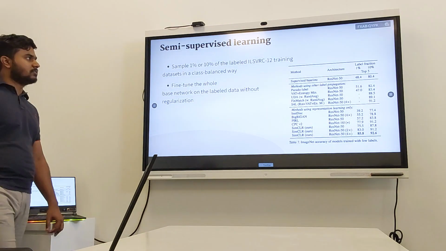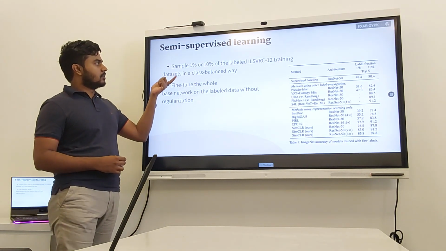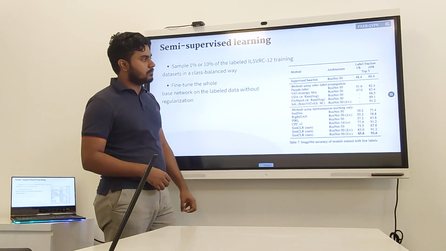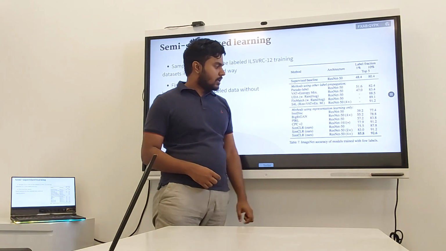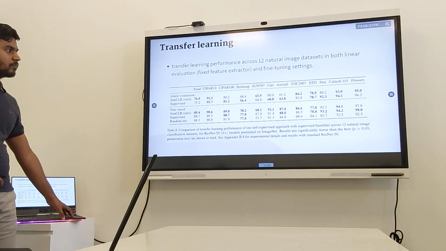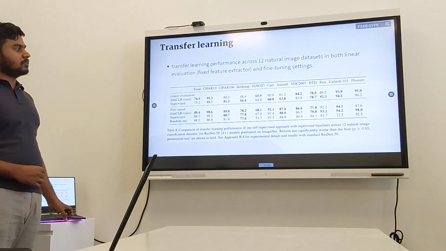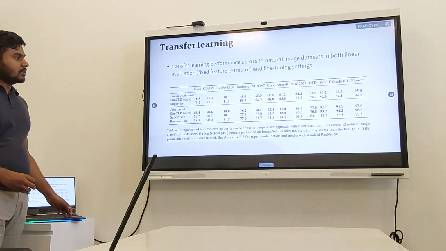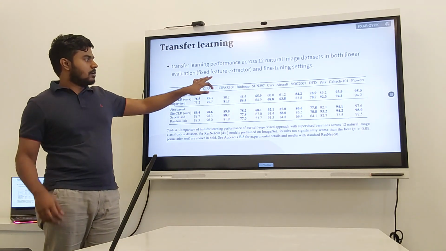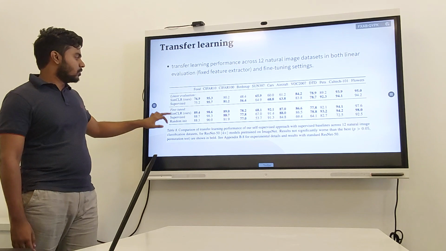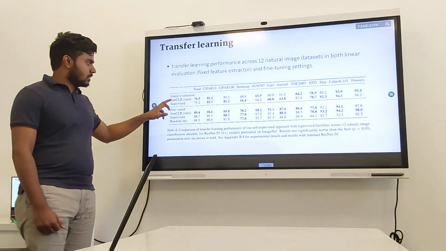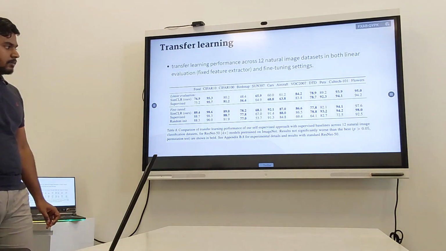Then they used it for a semi-supervised learning task. They took this dataset and sampled 1% of the data in those classes, and also 10%. Using only that 1% and 10% of the data, they got much higher accuracy than previous self-supervised algorithms. For transfer learning also, they used 12 different natural image datasets and evaluated in both linear evaluation, where they fixed the feature extractor and only trained the final layer, and fine-tuning the whole network. In both cases, the accuracy scores are much higher than the previous implementation, and here it's better than supervised learning as well on some of the datasets.